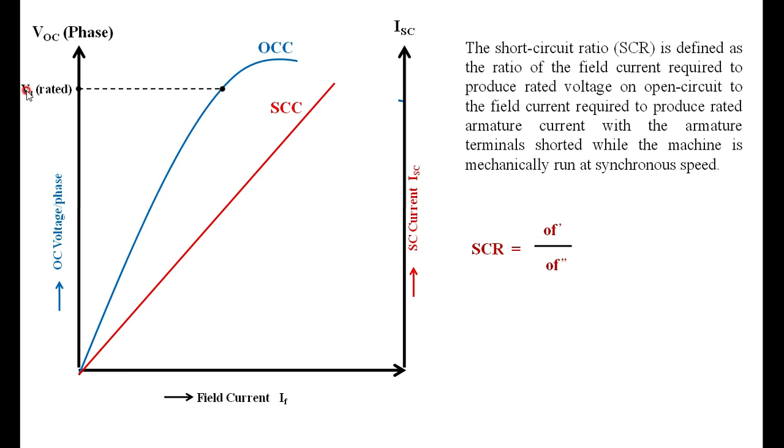You can see that here. To generate the rated voltage under open circuit, the field current required is OF dash. Then to circulate the rated current, the field current required is OF double dash. Therefore, OF dash divided by OF double dash gives the short circuit ratio. We study in the higher semesters the importance of the SCR: the SCR is inversely proportional to synchronous reactance. How the SCR plays an important role in stability studies, we will study subsequently in power system analysis.